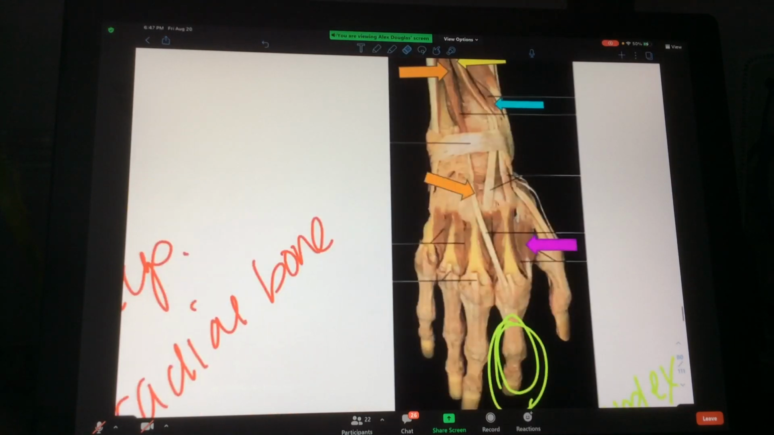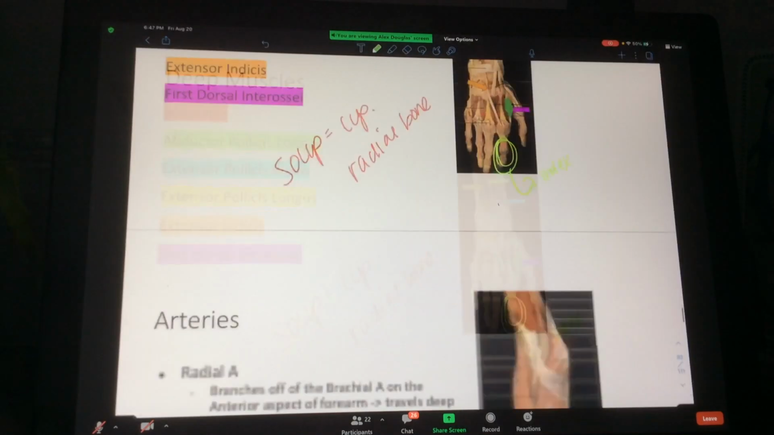And then just like you have palmar interosseous, you also have dorsal interosseous, but the only one that they want you guys to know is this first dorsal. So you're only going to see this little muscle here that's right stuck between your index and your thumb. That's it. That's all you have to know, okay?